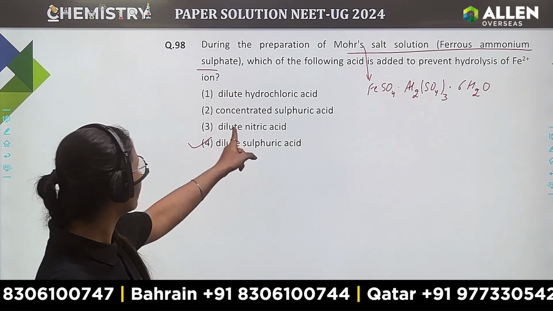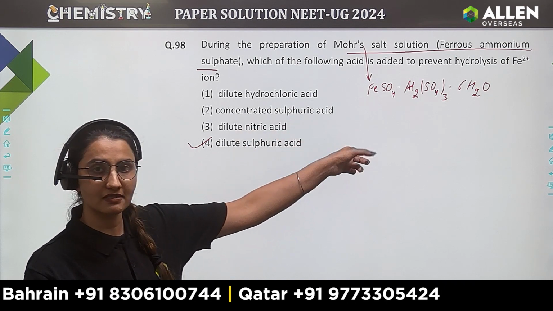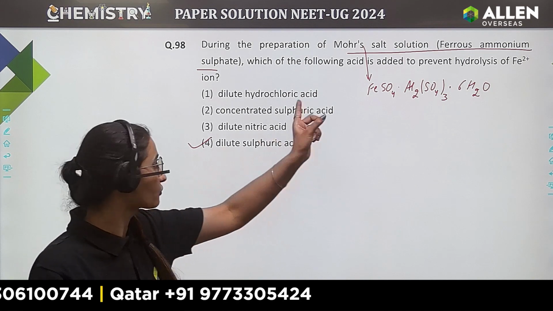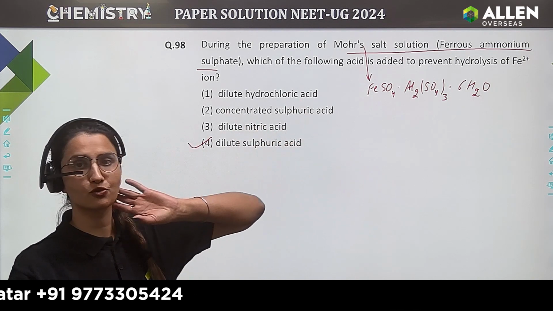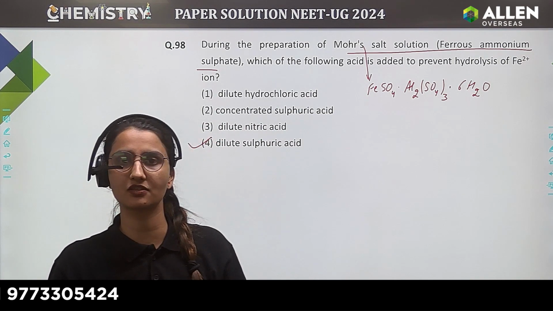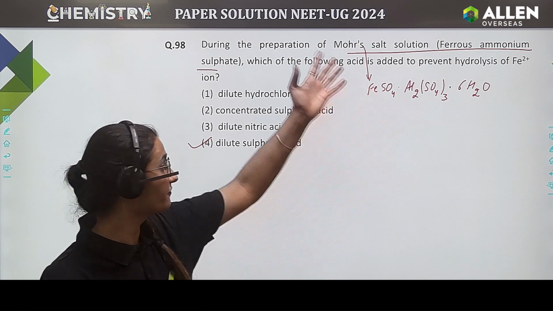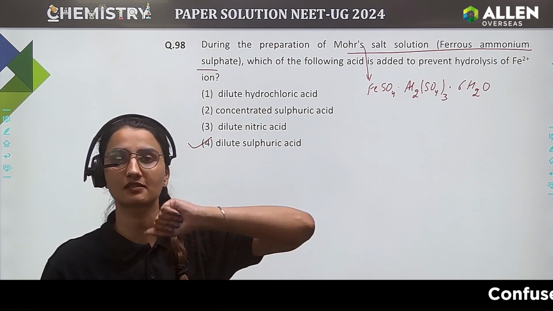We can't add concentrated sulfuric acid because it acts as a dehydrating agent also. Yes, and it is a strong oxidizing agent also. We can't add dilute HNO3 also. It is also a strong oxidizing agent. We can't add HCl because it is a reducing agent. When you are further using Mohr salt in titration, it will hamper the reaction.